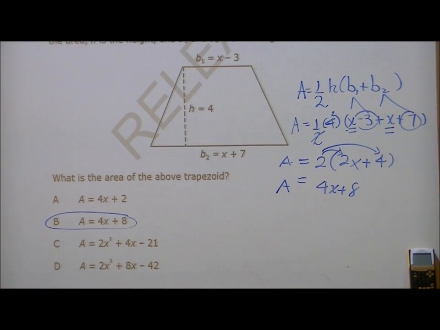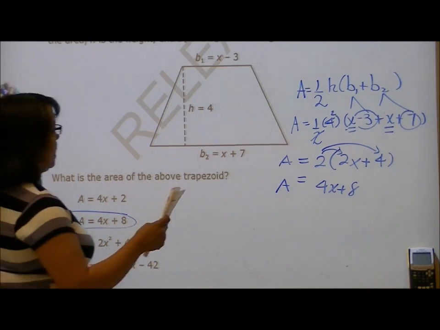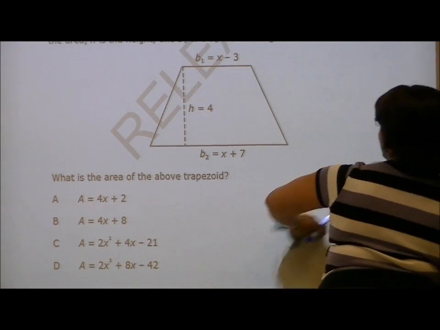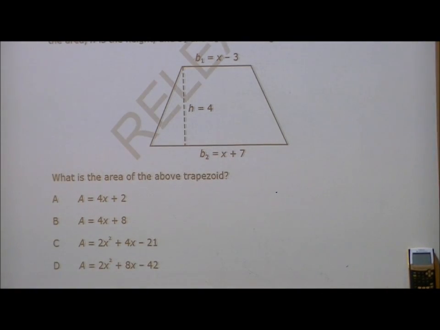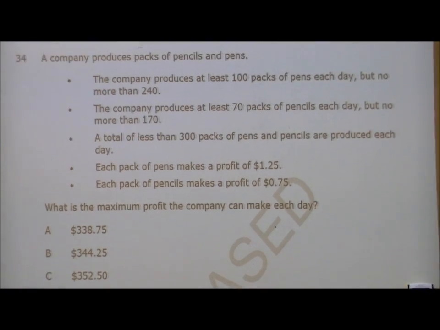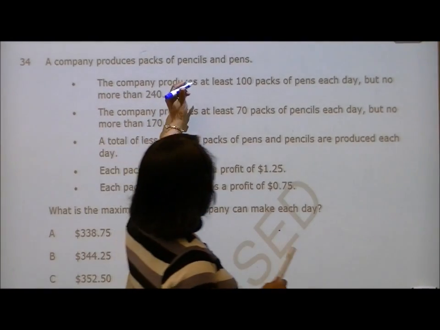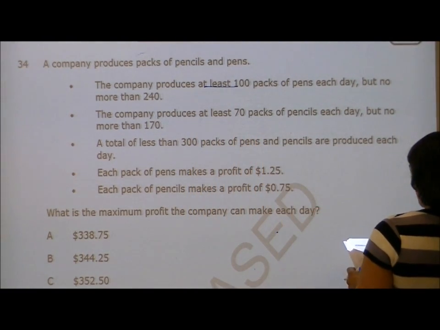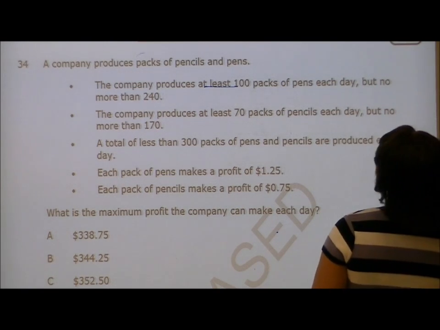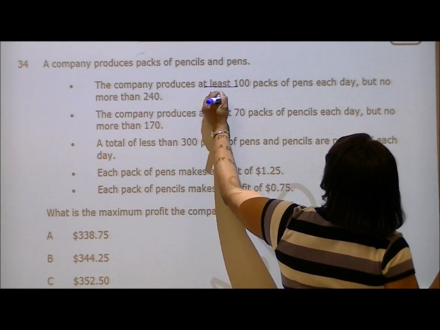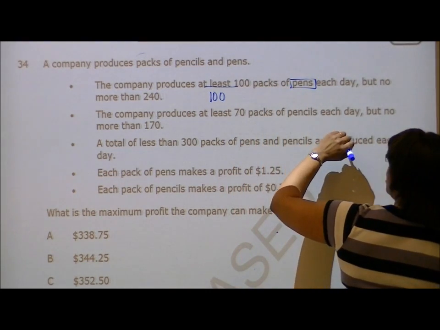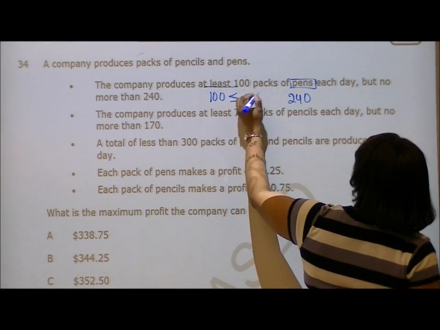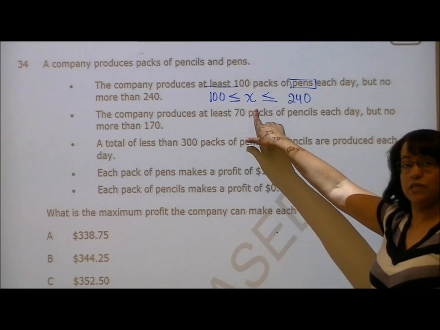Let's move on to number 34. 34 can be a little complicated, but it's not too bad. The main thing in 34 is to remember your boundaries. So if you go to number 34, a company produces packs of pencils and pens. Now when I see this, I start writing equations. I'll write inequalities in this case. The company produces at least 100 packs of pens each day. So that's my lowest number. And we're talking about pens, but no more than 240. So now I know that 100 is less than or equal to x, which is less than or equal to 240. x represents your pens.